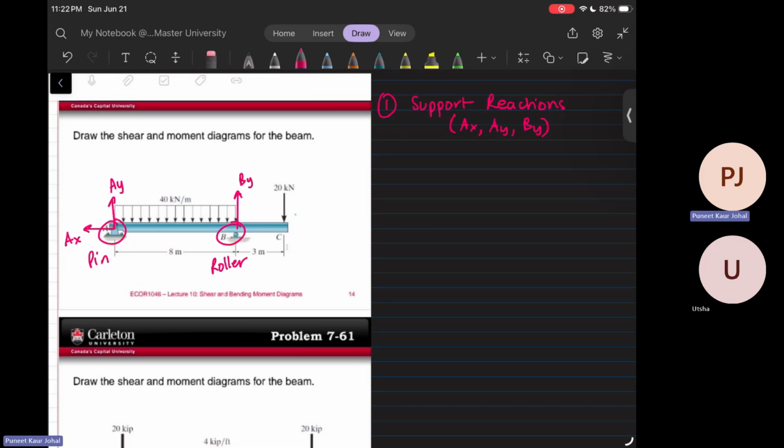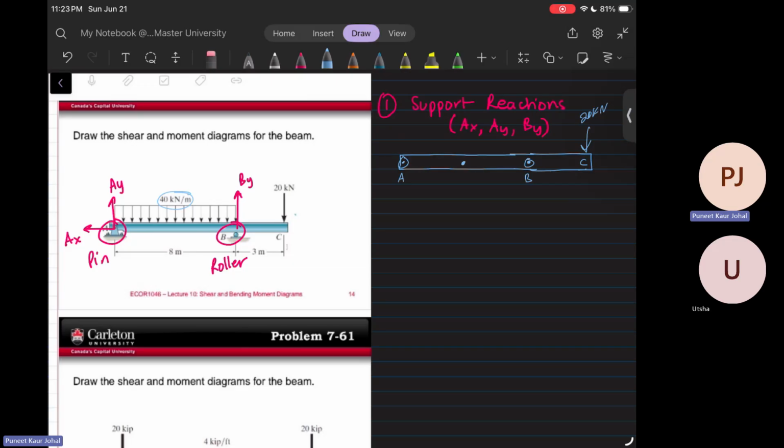The loading that we have over here is a uniform loading of 40 kilonewtons per meter. What I'm going to do is just convert this into a point load, which is going to be very easy for us to do. So there's A here. Let's say here's B with a roller. And then here's just C. At C, we have a 20 kilonewton load acting downwards.